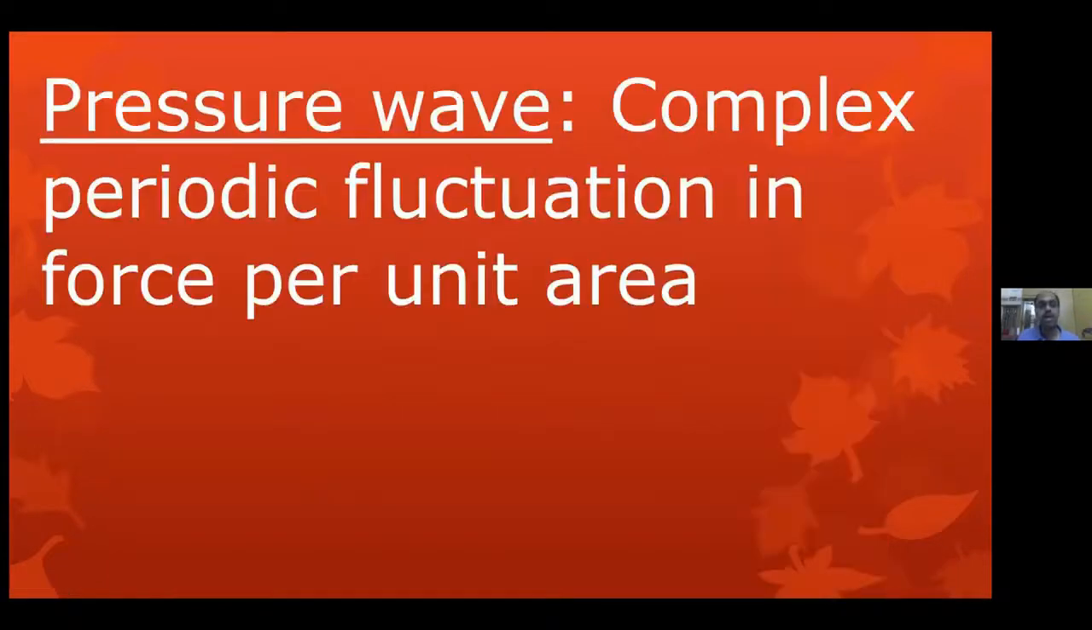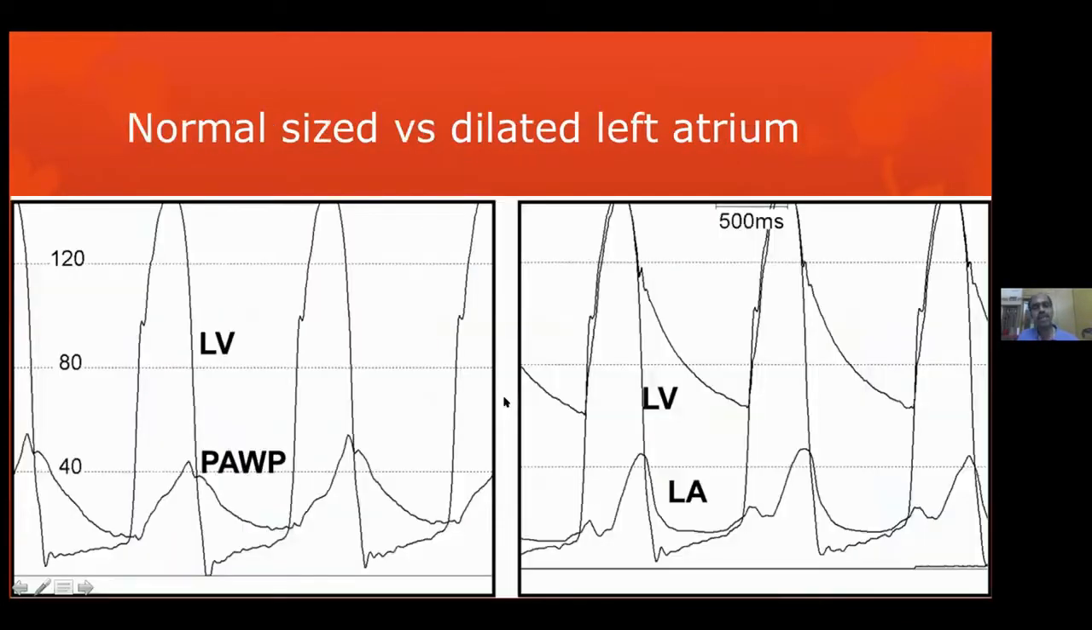We need to understand pressure wave is a complex periodic fluctuation in force per unit area. The same corollary, you have an elderly patient who is having a restrictive left ventricle or heart failure with preserved ejection fraction. So there is a question now, where to place the aortic catheter during cath, just above the valve or where the recovery happens. You will be able to keep the catheter only in the place where complete recovery has already happened. You will not be able to take a pressure at the tip of the aortic valve.